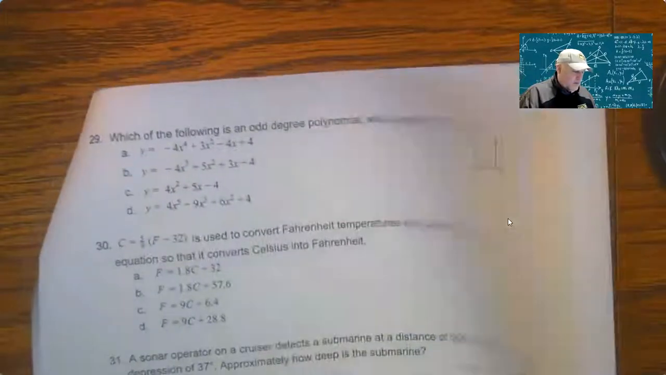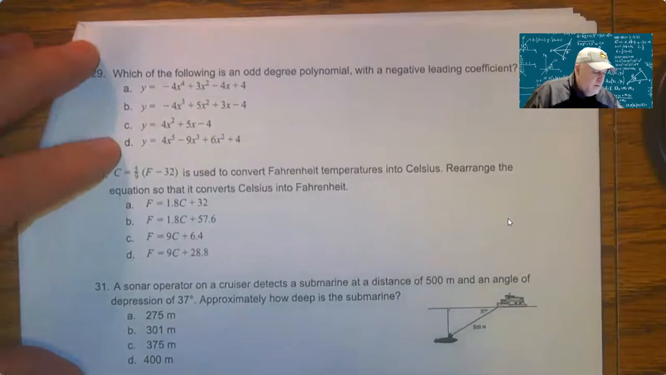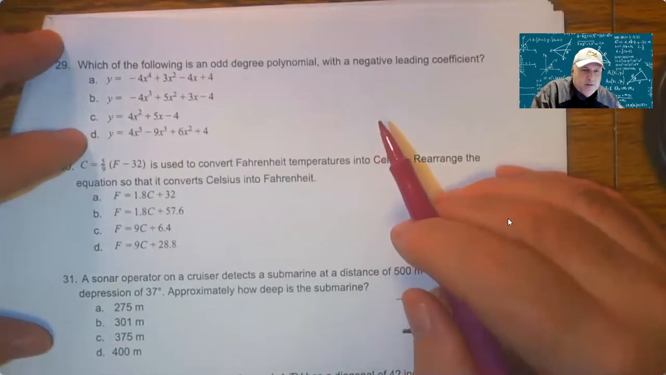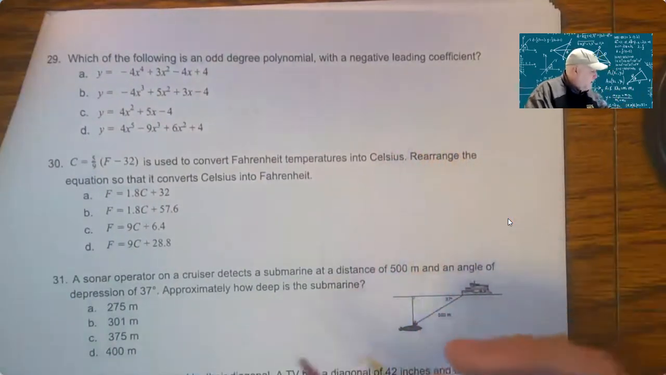Okay, so just a few more here. Problem 29. Which of the following is an odd degree with a negative leading coefficient? Okay, so I got to have an odd degree and a negative leading, and that would be B.